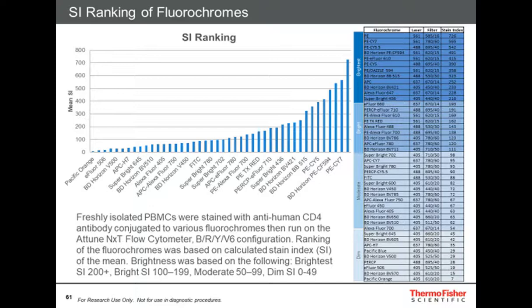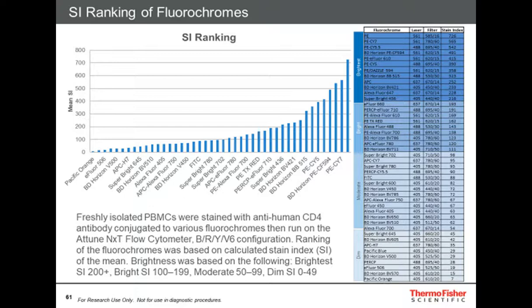Here's an example of the ranking of fluorochromes by stain index. This is one that we did at Thermo Fisher. We took freshly isolated PBMCs and stained them with anti-human CD4 conjugated to various fluorochromes. Now this, of course, will vary manufacturer to manufacturer and instrument to instrument. So what we've listed here is the fluorochrome, the laser, the filter, and the stain index that we got with the Attune NXT flow cytometer.